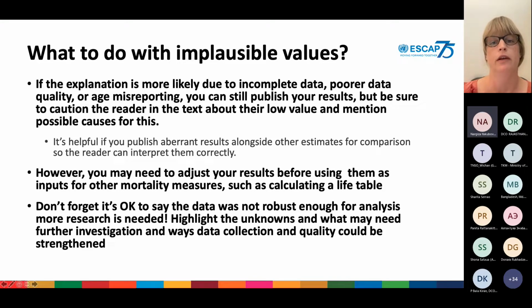But if your data is really poor quality or something really strange is going on, it's completely okay to say the data was not robust enough for analysis and that more research is needed. And this is actually a really critical component of inequality assessments. So you can highlight the things that are not known, maybe what research needs to be done, or you can highlight the data quality issues that you do know, so that going forward, the data collection can be strengthened, more investigation can be done into some of the problems, and understand why you might be seeing some of these strange issues, such as 140% completeness in certain age groups or ethnicities.